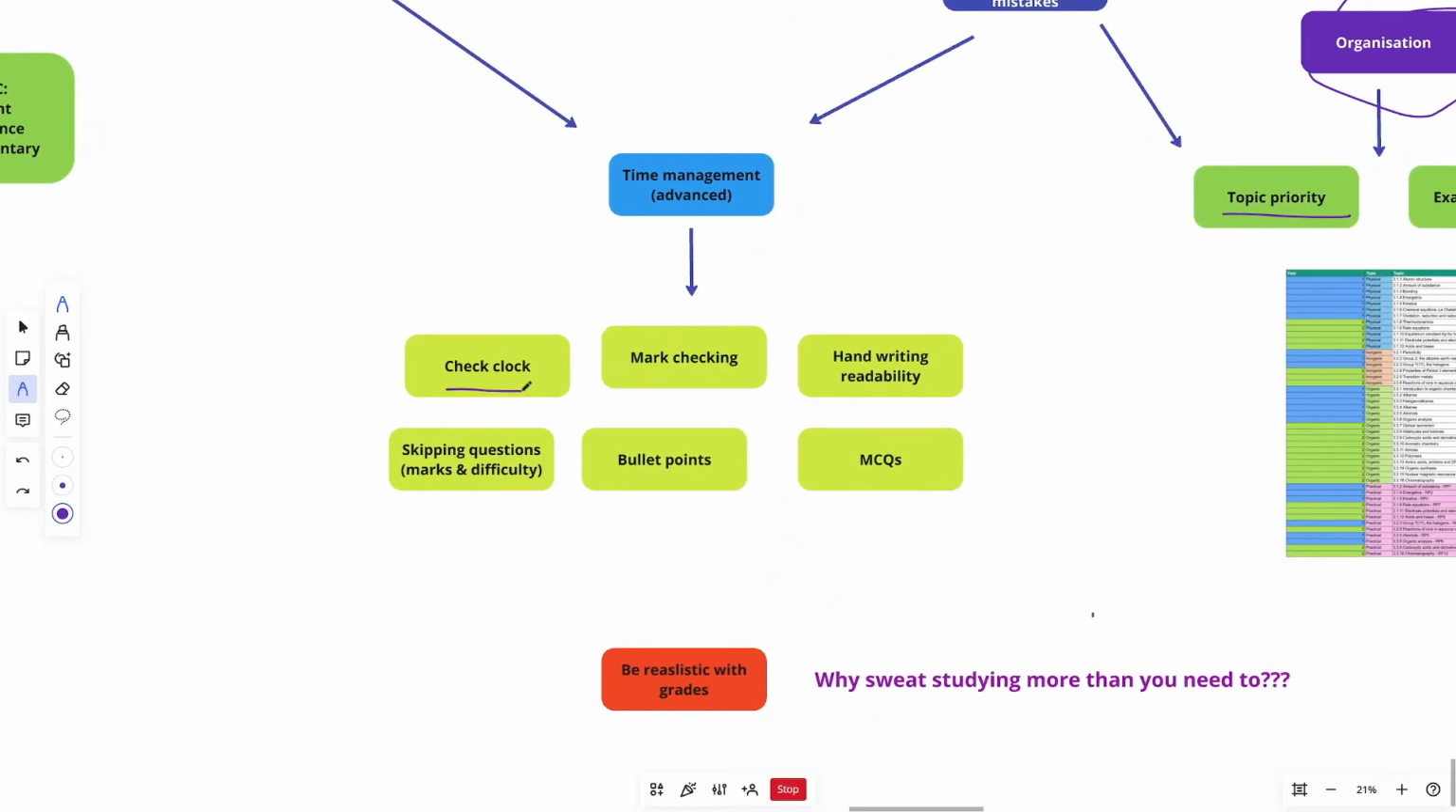Okay, basic stuff, check the clock, mark checking. Basically look at the question and think, how many marks are available? How long is this going to take me? Just do a quick mental log in your head. If it's going to take you 20 minutes to answer a 6 marker or 15 minutes to answer a 6 marker, you can skip it.